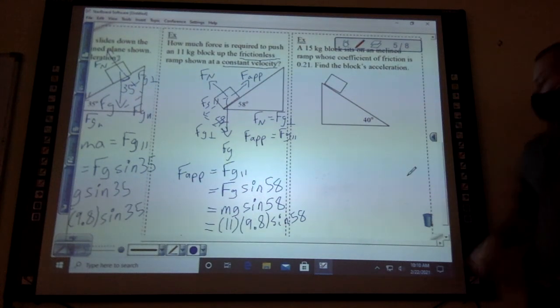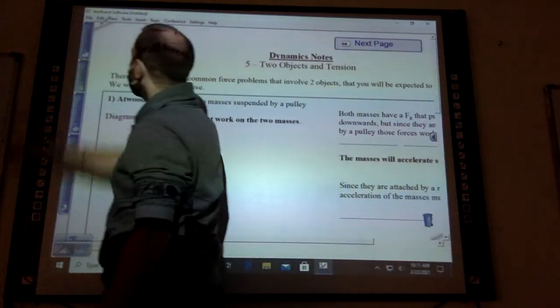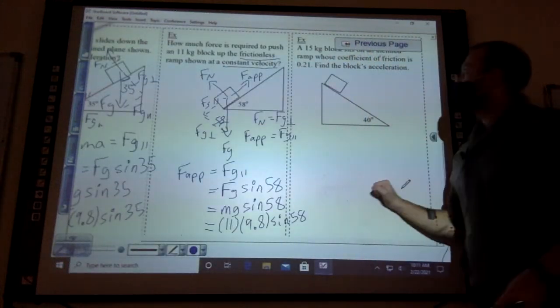All right, let's try this next one. I don't know, is this the last example? Yep, okay. Last example.